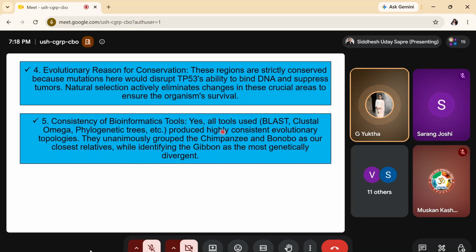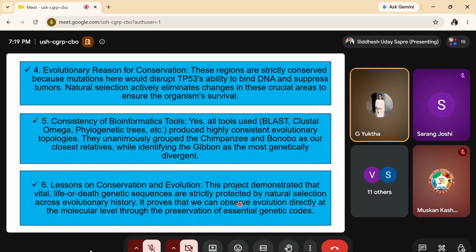So using all these tools such as BLAST, Clustal Omega, phylogenetic trees, etc., it provided consistent data among all the sequences. This shows the accuracy of the identified evolutionary relationships and functional interpretations. So taken together, the findings indicate that TP53 is both functionally important and evolutionarily conserved. The high level of conservation across species highlights its fundamental role in cellular protection and genome stability.